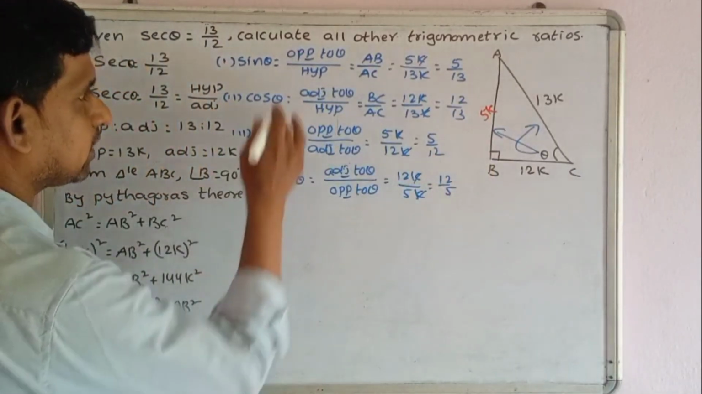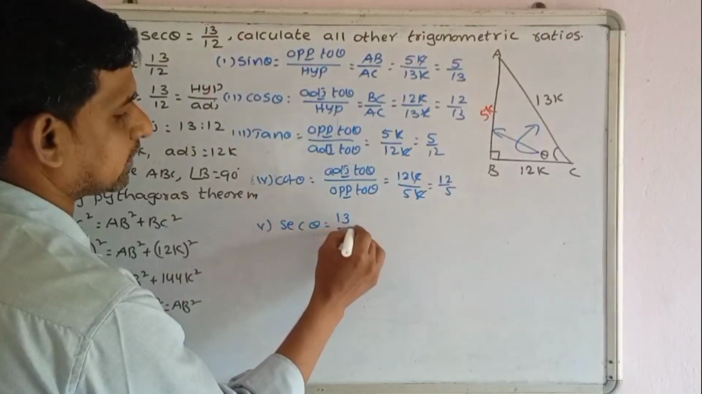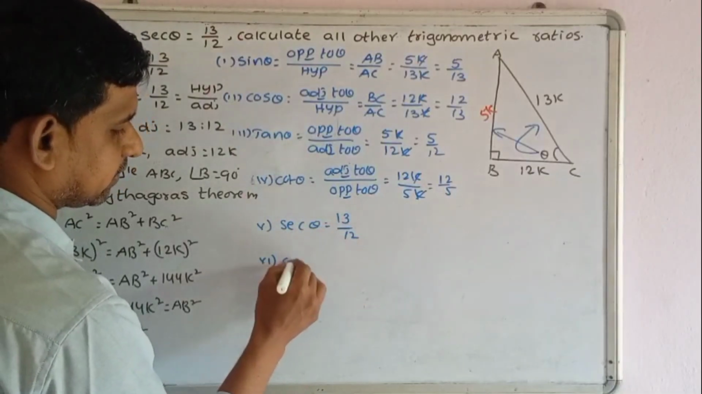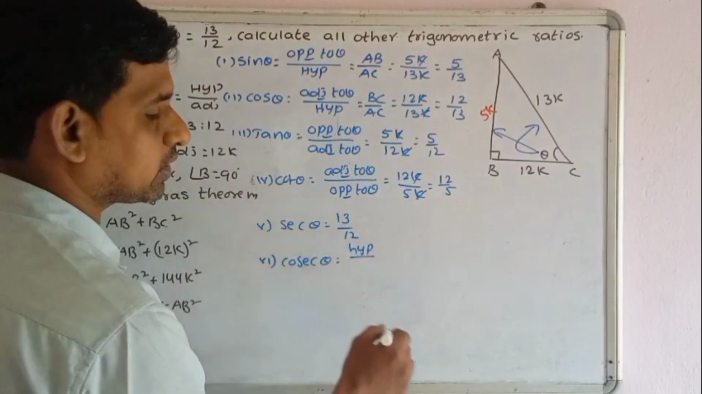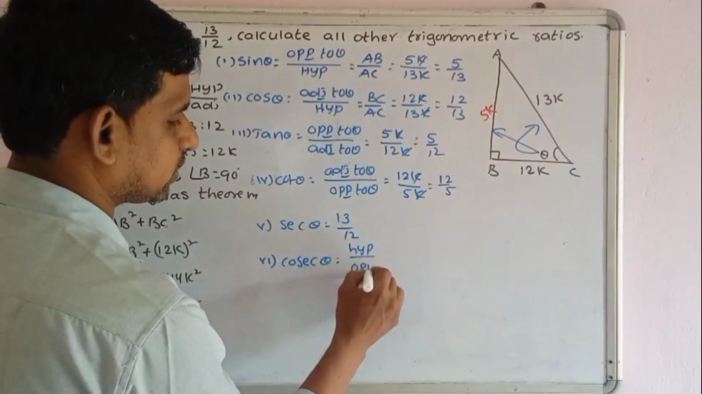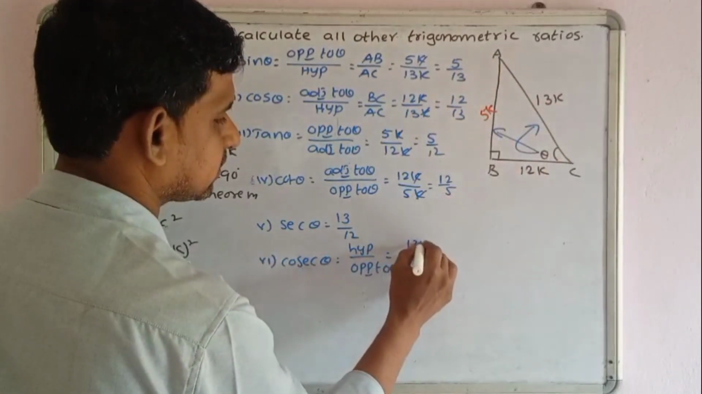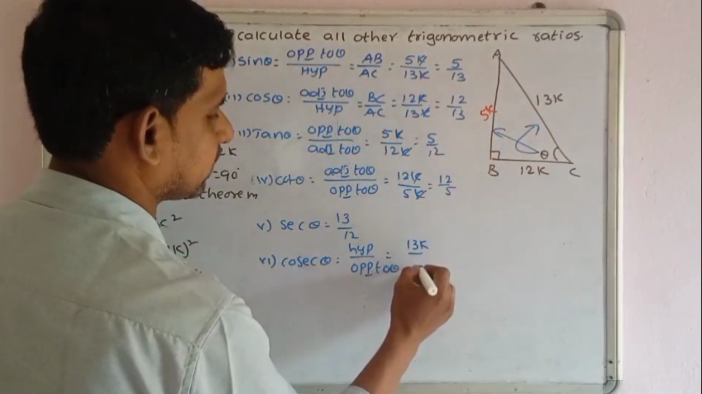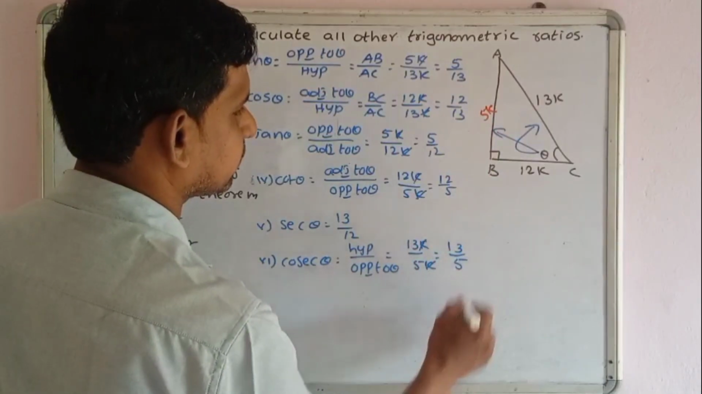Next, here already secant theta is there, 13 by 12. Next, cosecant theta. Cosecant theta equals hypotenuse by side opposite to theta. Hypotenuse value is 13K. Side opposite to theta is 5K. So K gets cancelled, 13 by 5.